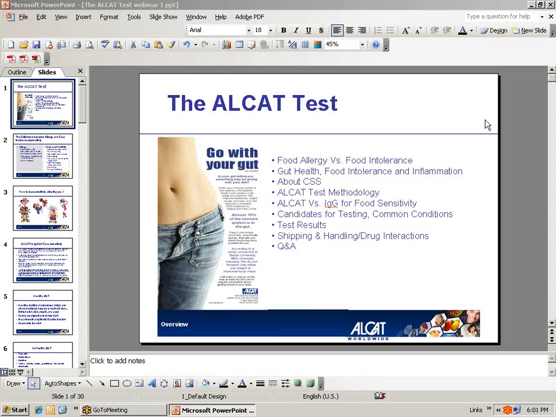For you that goes over food allergy, food intolerance, the ALCAT testing methodology. We're going to discuss ALCAT versus IgG testing for food sensitivity. We're also going to review who should be tested, who are the candidates for testing, what conditions you should be looking for in your practice. We're going to do a short review of the test results, shipping and handling, drug interactions, and at the very end we'll do a Q&A for everyone to go over your questions.